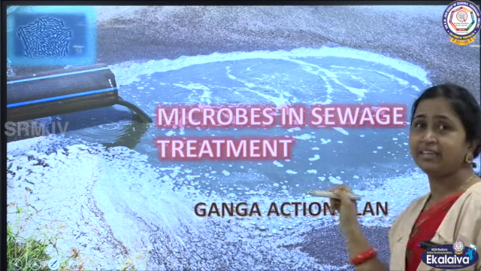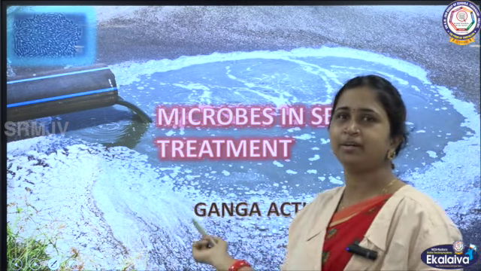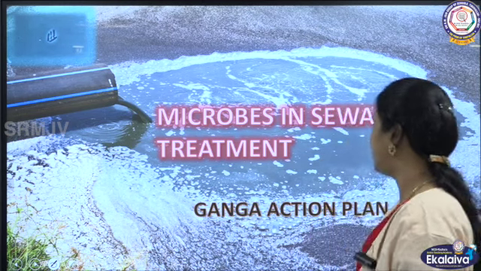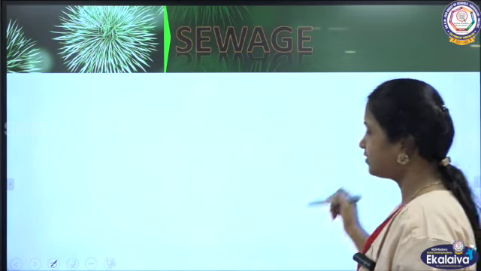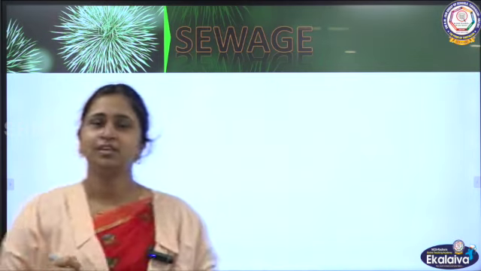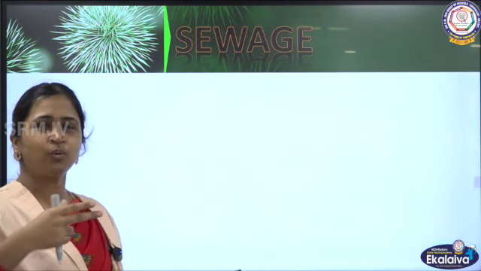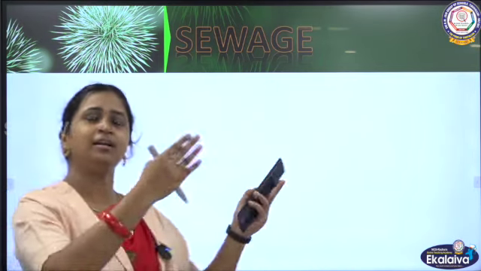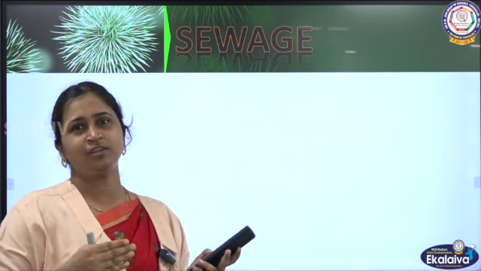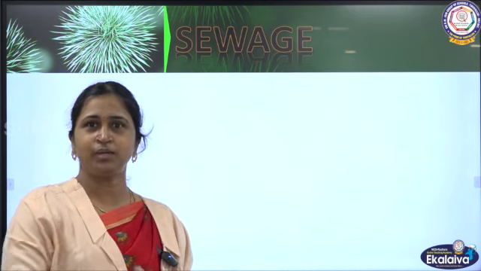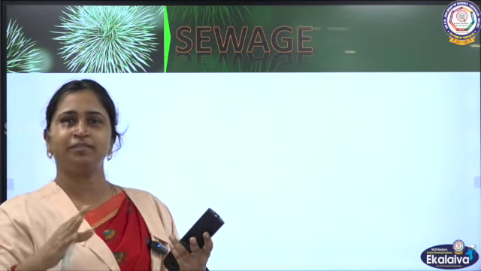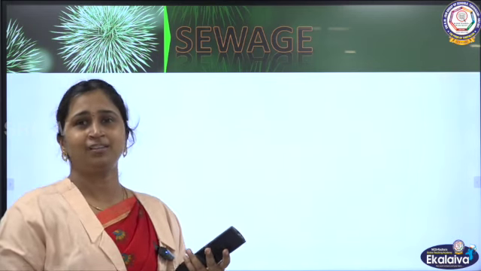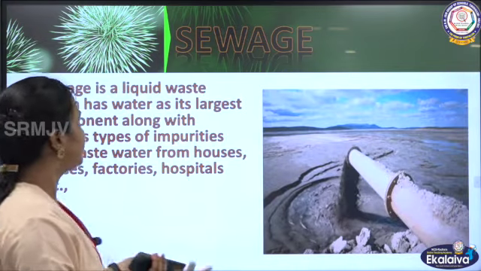In that we are going to see GAP and YAP. It is nothing but Ganga Action Plan and Yamuna Action Plan. So what is sewage? Sewage is municipal waste, totally waste from the different parts. That you call as sewage. Household waste is also there, industrial waste, and even hospital waste, which we will not take. It is a biohazard.